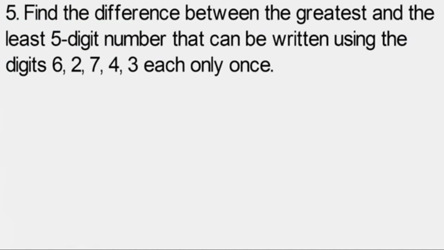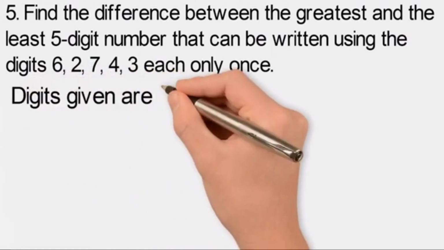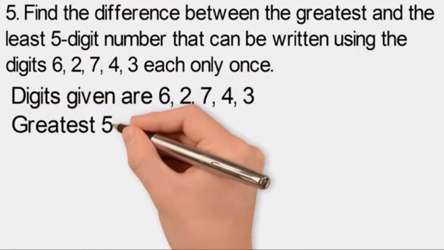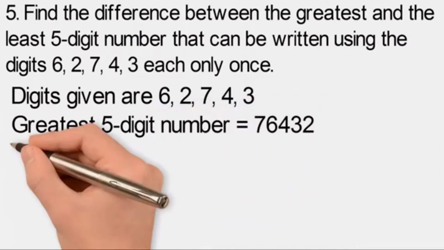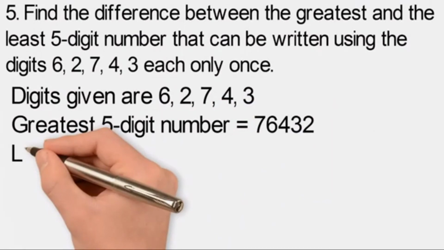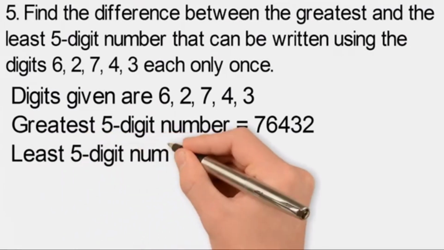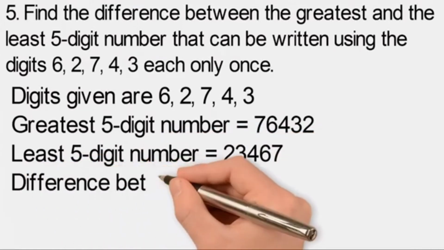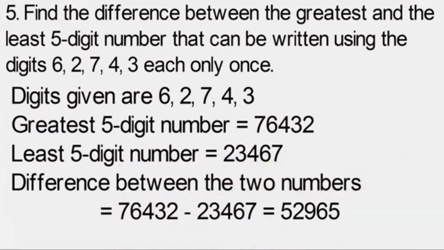I told you we have learnt it in shifting of digits. So let us see how to find the greatest 5-digit number without repeating the given numbers. So digits given are 62743. So the greatest 5-digit number will be formed by arranging the given digits in their descending order, बड़े से छोटा. और for the smallest or least 5-digit number we will just reverse it back, or we will arrange the digits in ascending order.